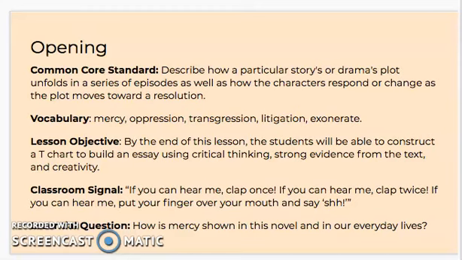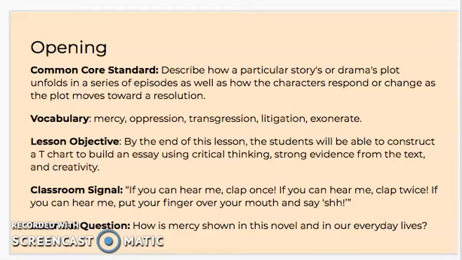To open, the Common Core standard is: describe how a particular story's or drama's plot unfolds in a series of episodes, as well as how the characters respond or change as the plot moves towards a solution. The vocabulary are mercy, oppression, transgression, litigation, and exonerate.